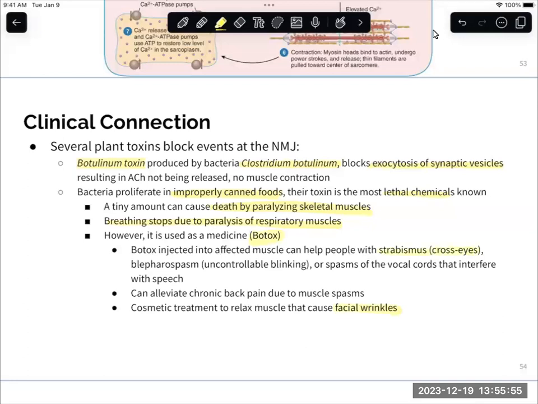People who are cross-eyed, what is known as strabismus, blepharospasm, uncontrolled blinking, or even spasm of the vocal cords. You could put some Botox in there, paralyze those muscles, and people no longer have that cross-eyed look or that uncontrollable blinking. People can use it for chronic back pain from muscle spasms, but it can be a lethal toxin if not used correctly. But people tend to use it for cosmetic reasons.